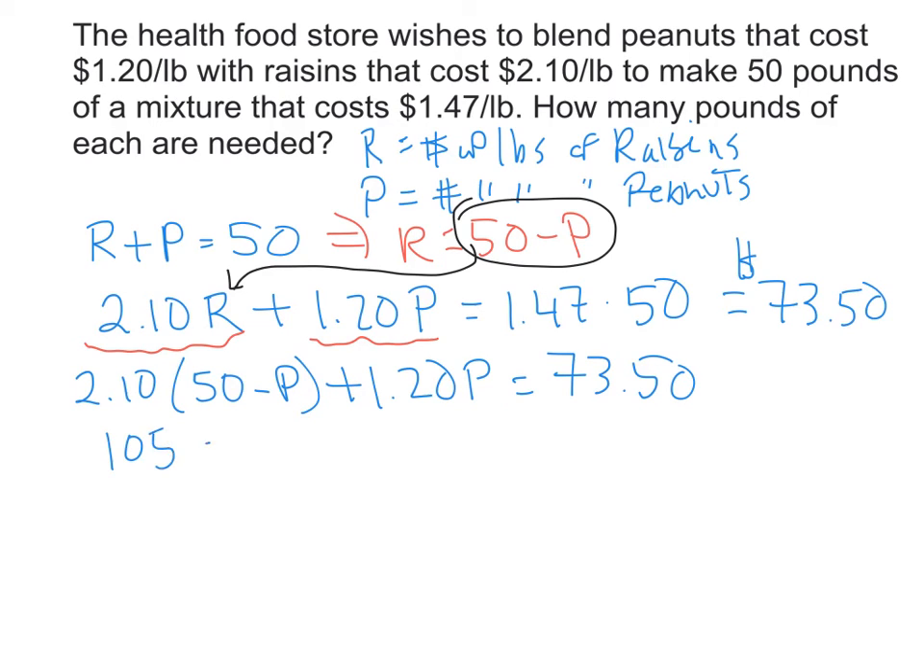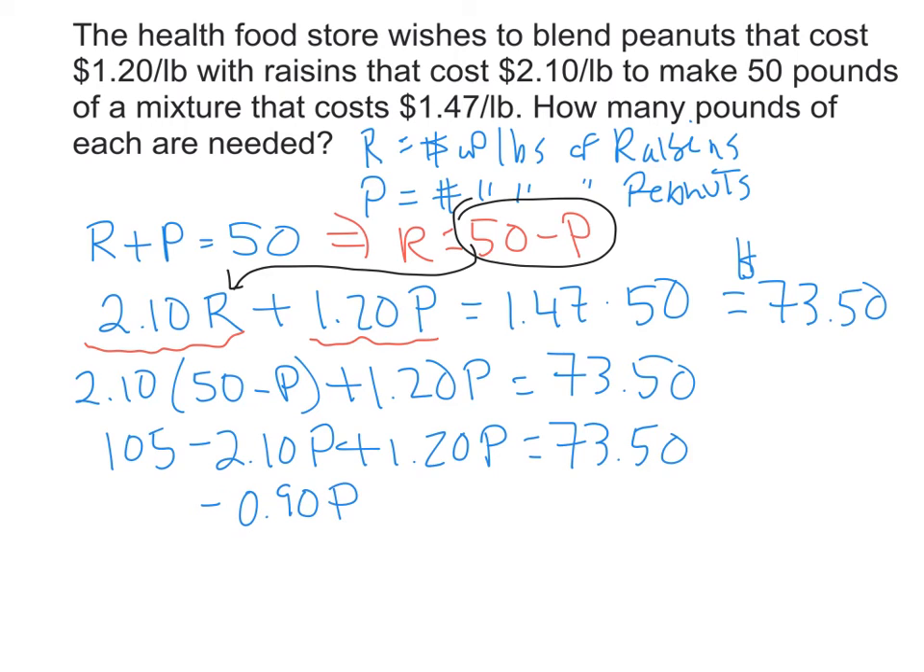105 minus 2.10P plus 1.20P equals 73.50. Now, we're going to collect our P's. Be careful here because of the signs. The 2.10P is negative and the 1.20P is positive. So that's going to give us negative 0.90P. And I'm going to subtract 105 from both sides. So that's going to give us 73.50 subtracting 105 is 31.50. But of course, it's negative.